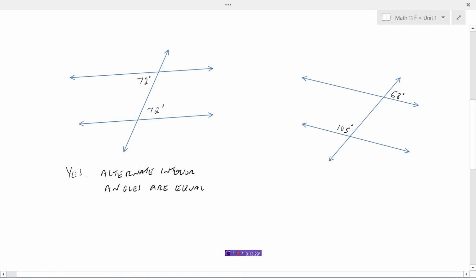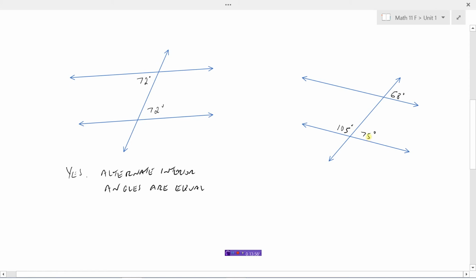Let's look at this one. So we know this angle is 68, we know this angle is 105. Are these two lines parallel? Well, we don't really have any rule with these two angles, but we can figure out some of the other angles here. So if this is 105 degrees, I would know that this angle here must be 75 degrees, because angles on a line have to add to 180.